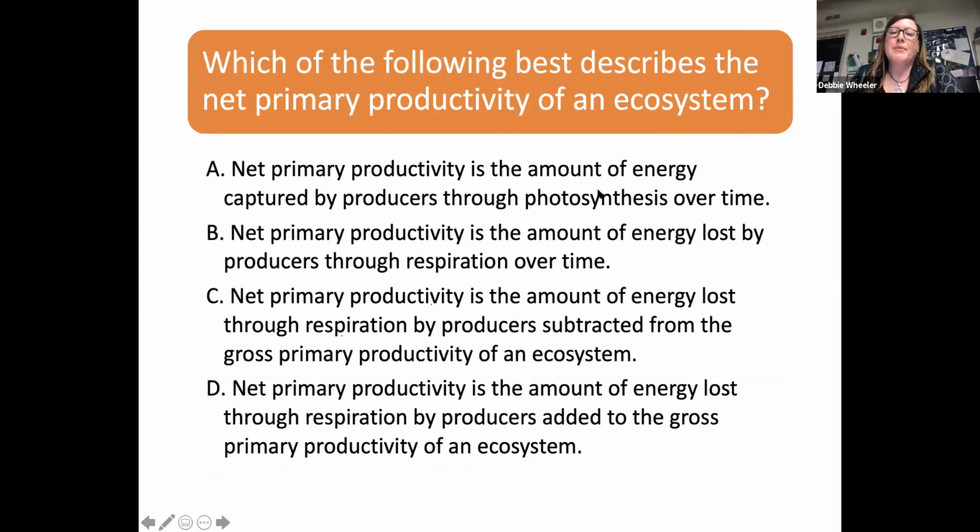Okay, speaking of net primary productivity, let's do another poll. Which is the best definition for net primary productivity? Is it A, the amount of energy captured by producers through photosynthesis over time? Is it B, net primary productivity is the amount of energy lost by producers through respiration over time? Is it C, the amount of energy lost through respiration by producers subtracted from the gross primary productivity of an ecosystem? Or is it D, the amount of energy lost through respiration by producers added to the gross primary productivity of an ecosystem?